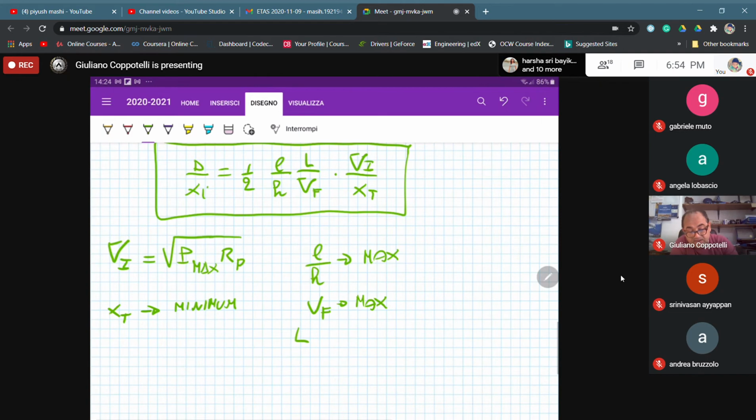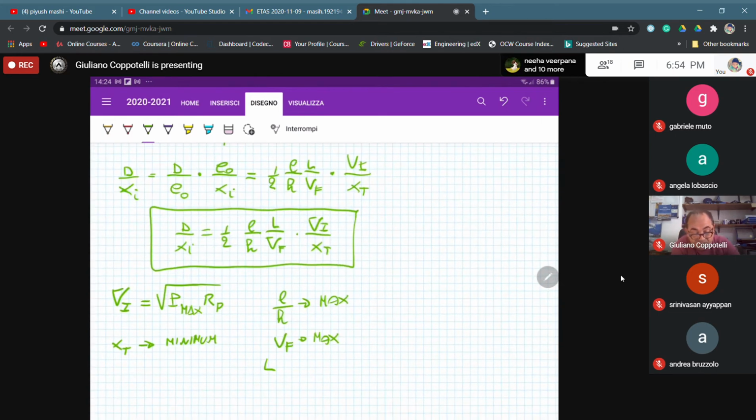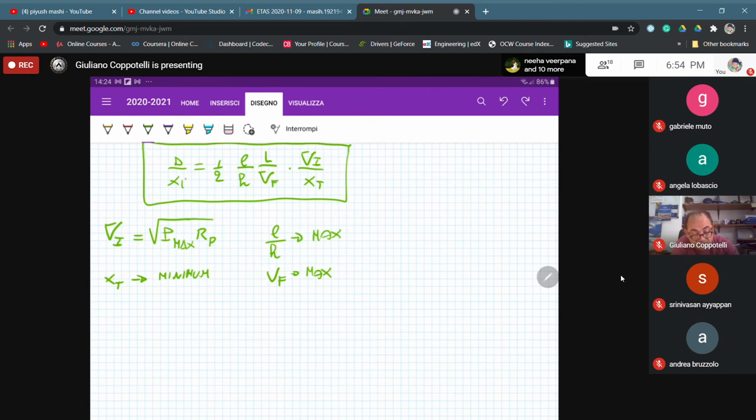And the screen should be at the right position, that is, L should be the farthest possible.